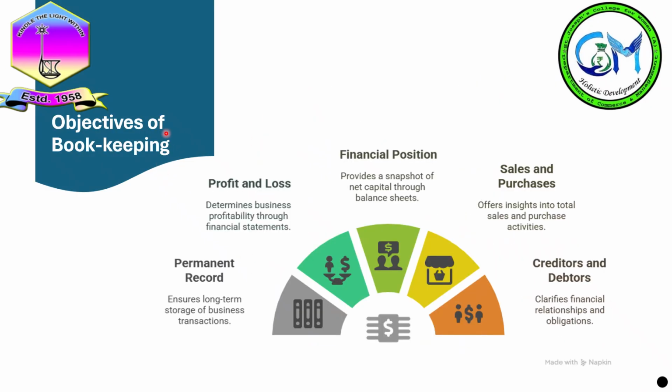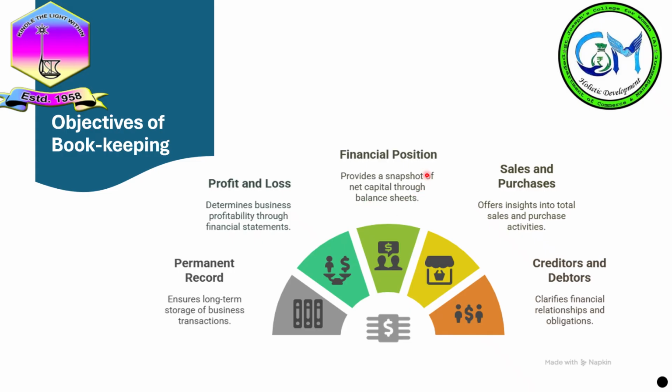The objectives of bookkeeping are as follows. It is used to show the permanent record. Bookkeeping is to record business transactions in proper books of accounts which can be kept safe for a number of years. And it is also used to determine the business profitability through financial statements. To know the financial position of a concern, every business organization has to prepare a profit and loss account and a balance sheet. It also helps to provide a snapshot of net capital through the balance sheet.